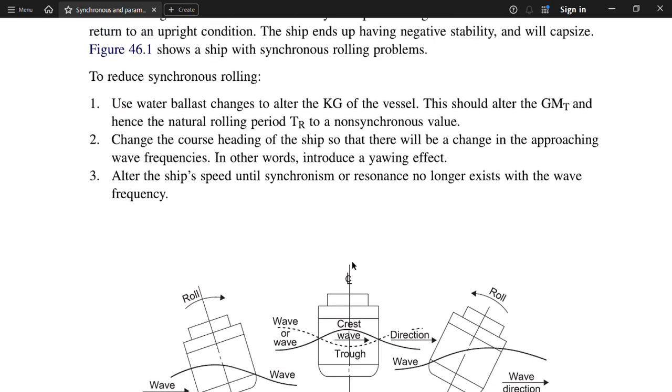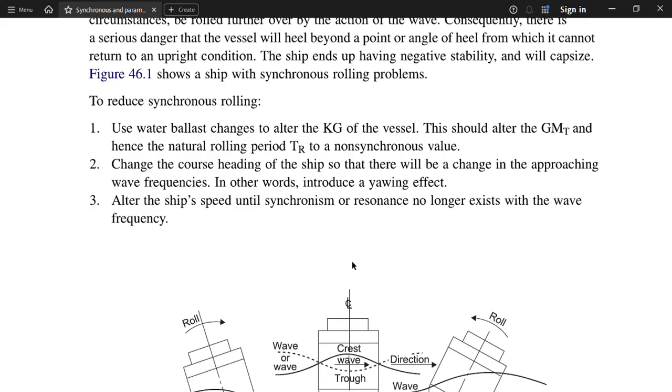Now how can we reduce this synchronous rolling? Use water ballast changes to alter the KG of the ship. This should alter the GMT, that is your transverse metacentric height, and hence bring the natural rolling period TR to a non-synchronous value. So the rolling period, denoted by TR, will come to a non-synchronous value.